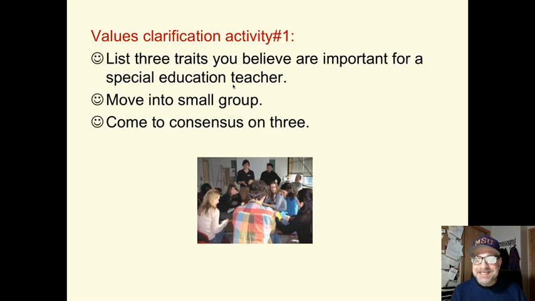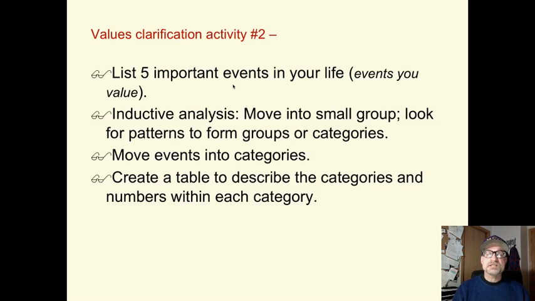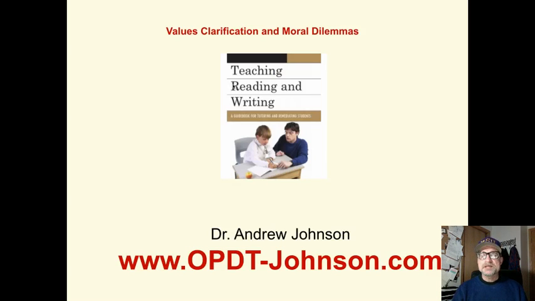They're coming to consensus. List 5 important events in your life. Move into small group. Look for patterns. Move events into categories. Create a table. All right? They're listing events that they find or found of value or importance. And again, you can put values clarification activities into the Google machine, and you'll come up with some of these.